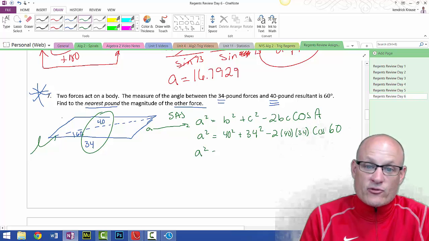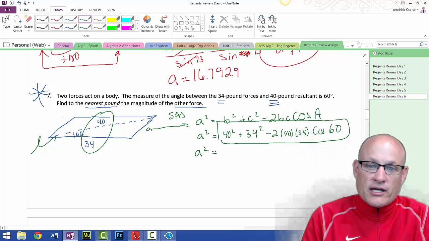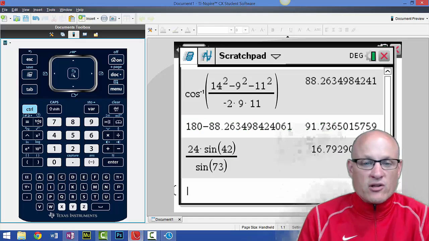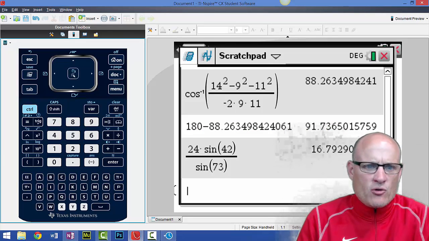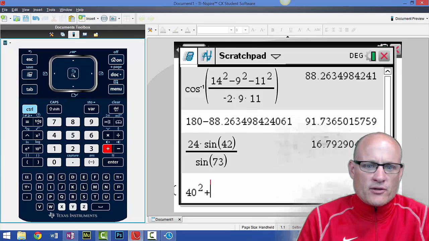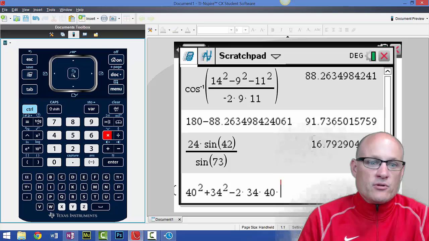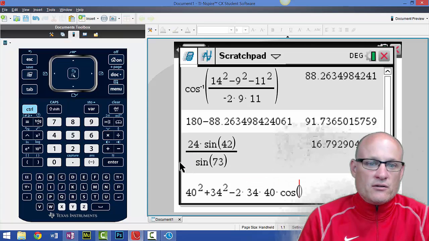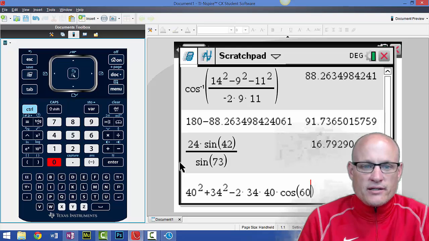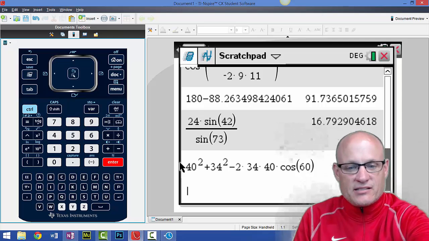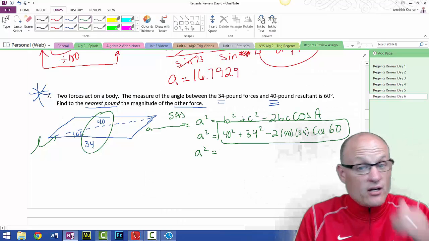Again, I think I've already said this once. I'm going to say it again. Don't try to do this piecemeal. Type the whole thing in at one time on your calculator. Graders love that, I think. I like it. So I think it was 40 squared plus 34 squared minus 2 times 34 times 40 times the cosine of 60. Hit enter. Hopefully I didn't type anything in wrong. I get 1396. That's right, because cosine of 60 is a half.